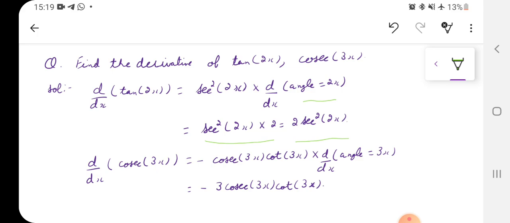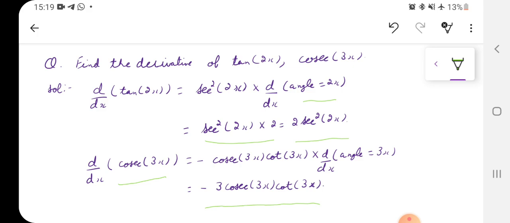Next, the last question, d over dx of cosecant 3x. Now cosecant's derivative, all of you know, is minus cosecant x into cot x. So it will be minus cosecant 3x into cot 3x, right? Into the derivative of the angle, whatever the angle will be. The angle here is 3x. So the derivative of 3x will actually be 3, right? So we will get the derivative of cosecant 3x as minus 3 cosecant 3x cot 3x, right?